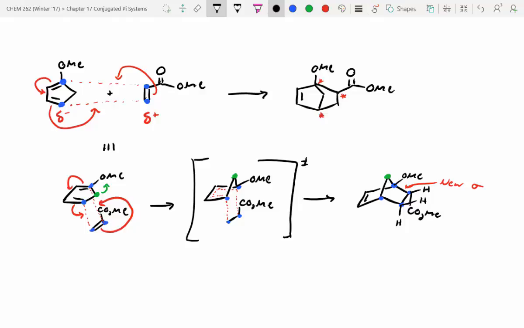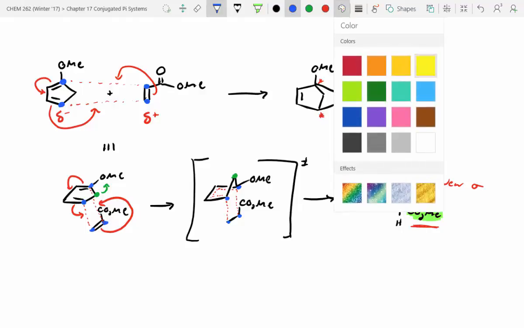Yep. Why is it pointing down? I'm lost at that. So you were asking, why is this methoxy pointing down? Yeah, that's a great question. So if we look at this, I'm going to highlight this as our green substituent. This is our electron withdrawing group. Our electron withdrawing group prefers to be on the side closest to the longest bridge. So if we look over here, let me find a different color.